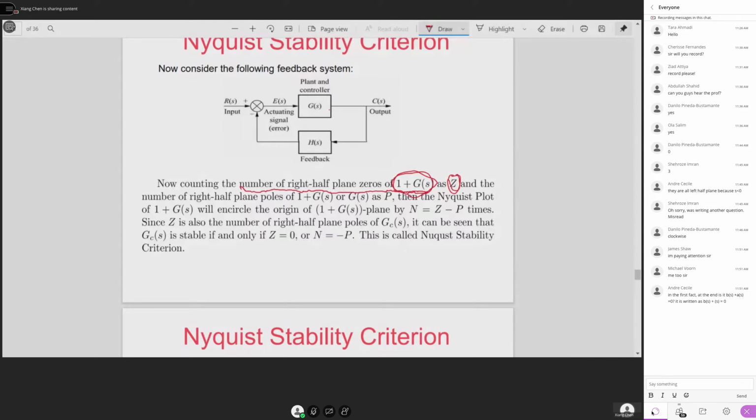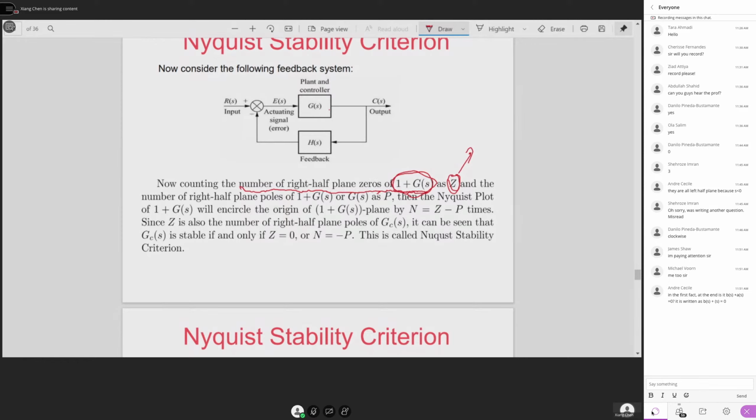What does that mean? That means that this Z indicates how many right half plane closed loop system poles there are. Same thing, right? You see, I'm using factor 1 here. So exactly, this Z is the number of right half plane closed loop poles, and they are equal to the number of right half plane zeros of 1 plus G of S, right?